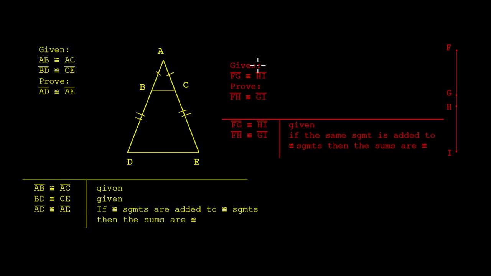Next in red, given FG is congruent to HI, prove FH is congruent to GI. So now, two-column proof: FG is congruent to HI, given. Now we're going to prove that FH there is congruent to GI here. And we'll give a little circle on those two.